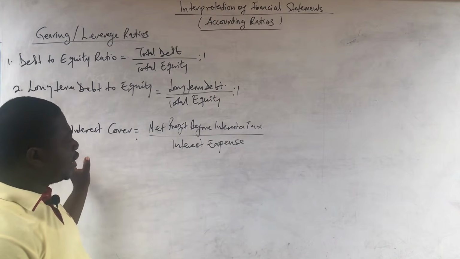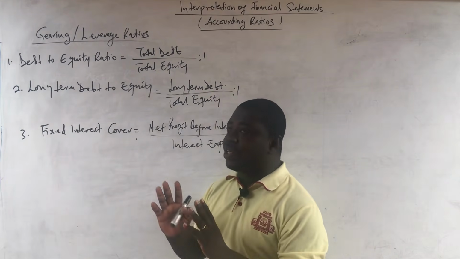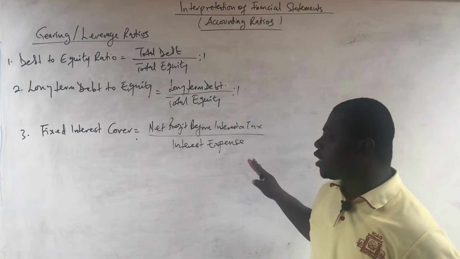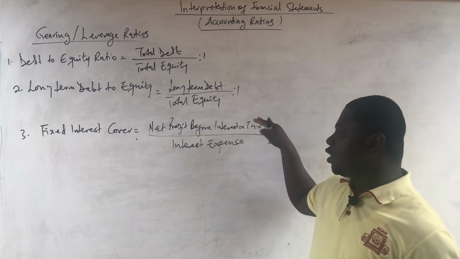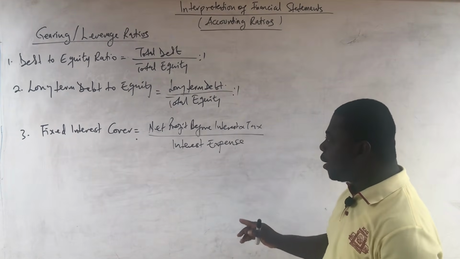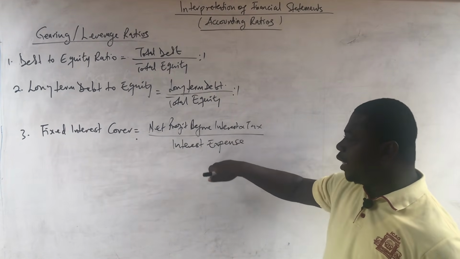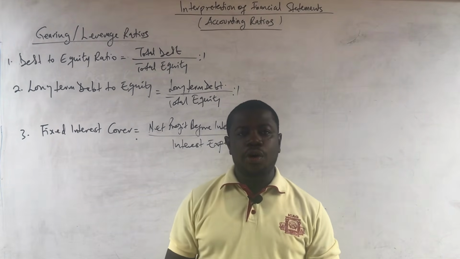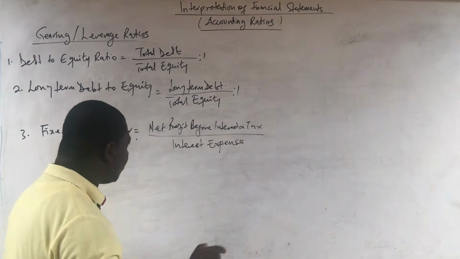So that is the fixed interest cover, and it relates to debt because we pay interest from borrowing. Net profit before interest and tax over the interest expense, and that is going to give you the number of times this amount of money can pay that amount of money. Okay. And then we can also look at fixed dividend cover.